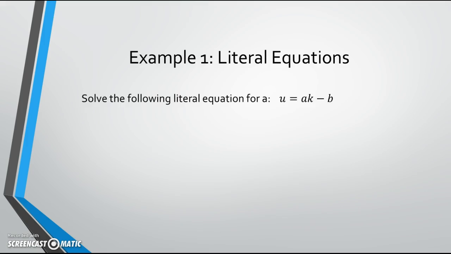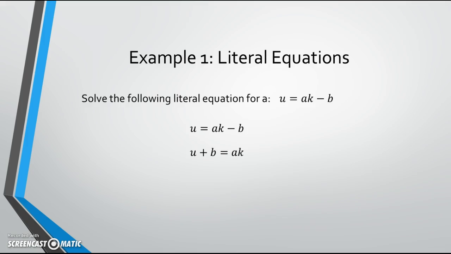So our first example is literal equations. And that's just equations where everything is a variable. So we're just looking at the very basic, the bare bones of what solving an equation is. So here our question is u equals a times k minus b. And we're solving for a. So to get a by itself, we have to use the addition property of equality to get rid of negative b. We're going to add b to both sides. So we end up with u plus b equals a times k.